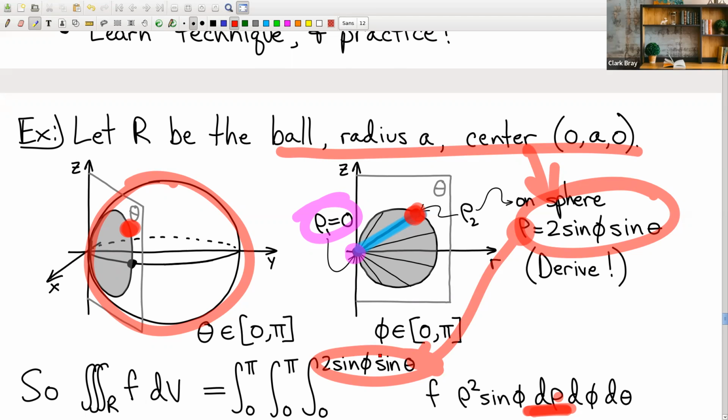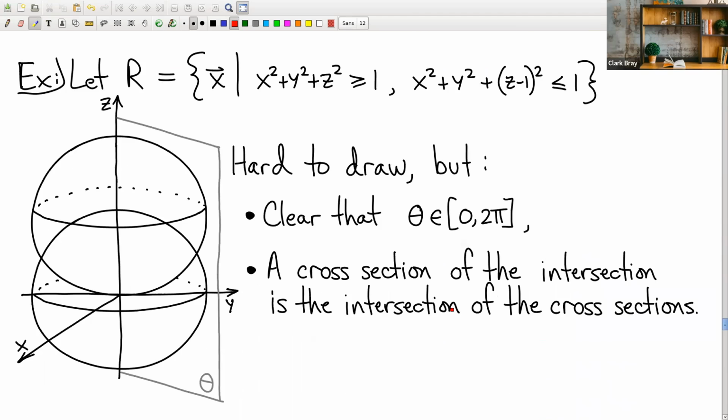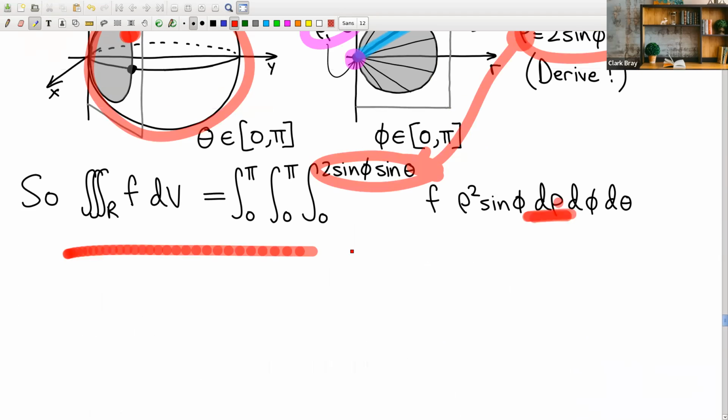Okay. All right. So almost done. There's one more example I want to do before I can claim we're done with the coordinate system integrals. Anyway, it is what it is. Time's up.